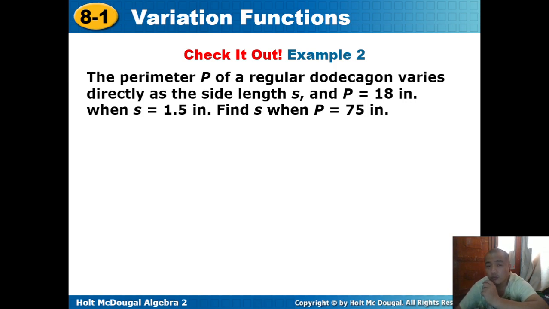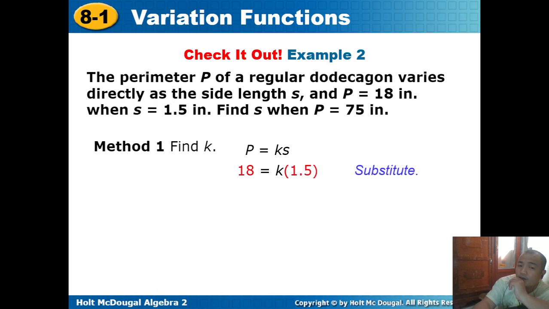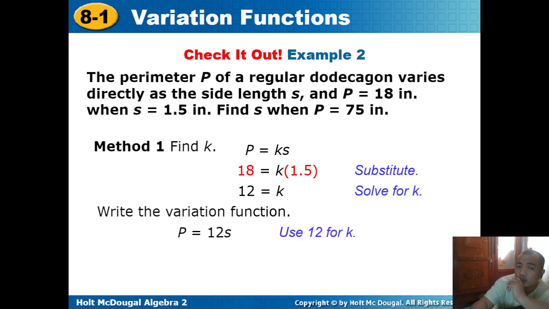Pwede yun. But we can also use the method 1 that we are used to in doing. So for method 1, since P varies directly as S, we have P equals KS. Solving for K, just divide P by S. P, 18, divided by 1.5 is equivalent to 12. So the constant of variation is 12. Substitute in P equals KS, P equals 12S. Yan. So sa P equals 12S, this is now the equation of variation.